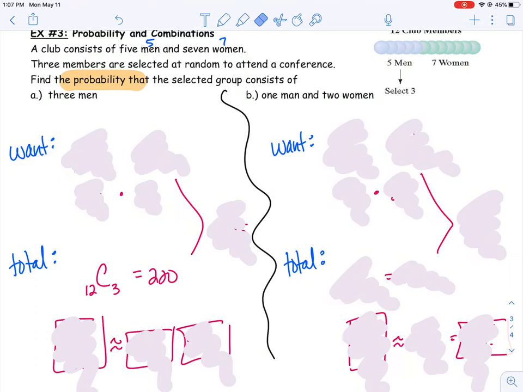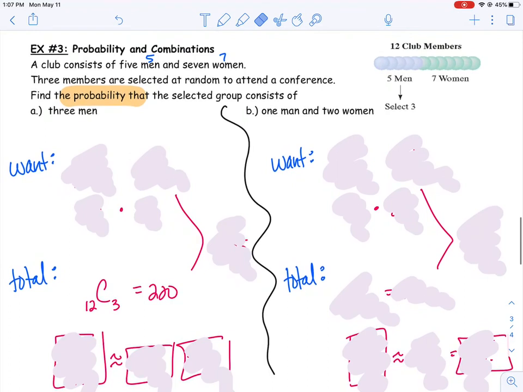Now, we have to talk about specifics of what I want. I want 3 men. Now, because this is in different categories, men versus women, I've got to consider the 2 different categories. So, order still doesn't matter. Let's talk about the men. So I know that I have how many men total? I have 5, right? And what I want in this particular part is I want all 3 of them to be men. And so it's still a combination. I have 5 men and I want to choose 3 of them.